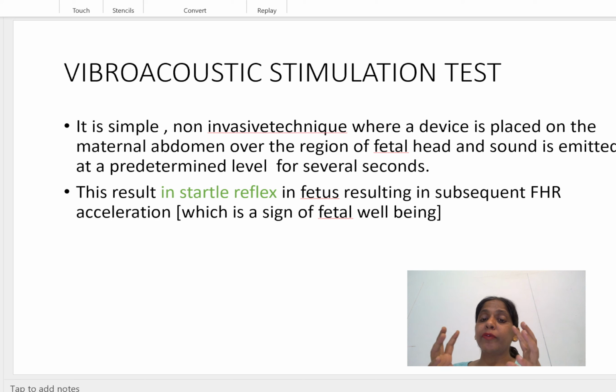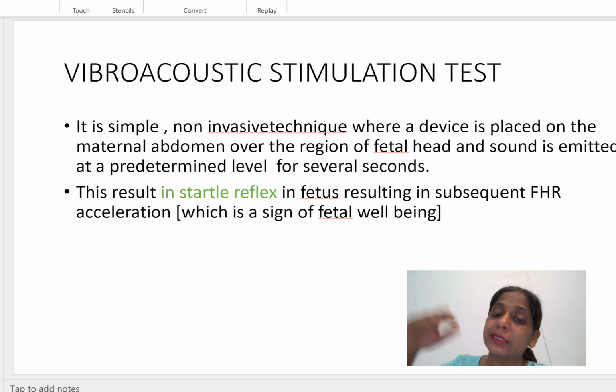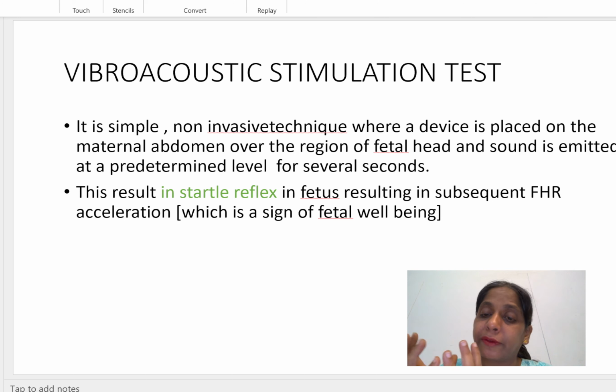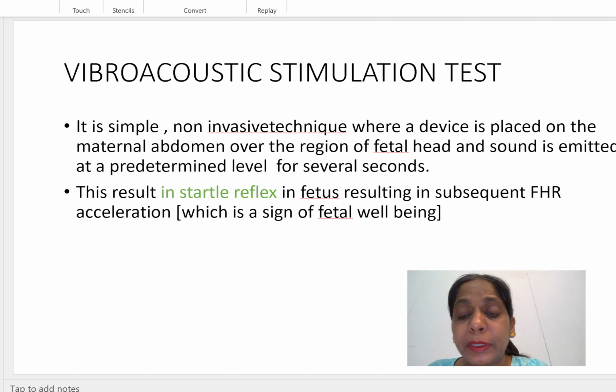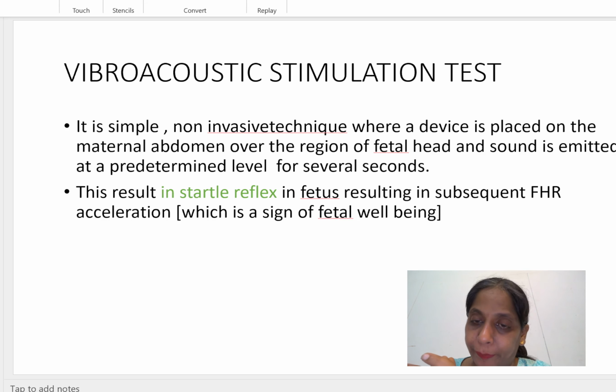So if a sound with a lot of vibrations comes, then if the fetus is sleeping, it awakes and moves, and there is an increase in the fetal heart rate. So that is what is vibroacoustic. It is an artificial larynx we have made. While I was doing PG, we were not having this device, so we used to clap. Clap also creates a sound and also creates vibration. So we used to clap when we had a doubt that the fetus is sleeping while doing NST.